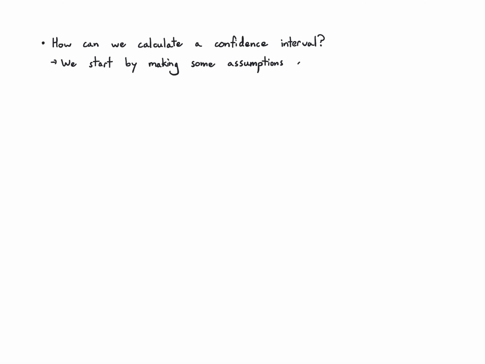Well, okay, let's get to the more practical side of this. So how can we calculate our own confidence intervals? Well, what we need to do is start out by making some kind of assumptions about our data in order to make any progress. And of course, if these assumptions are wrong or bad, then our confidence intervals will be wrong or bad. So the values we get won't make any sense.